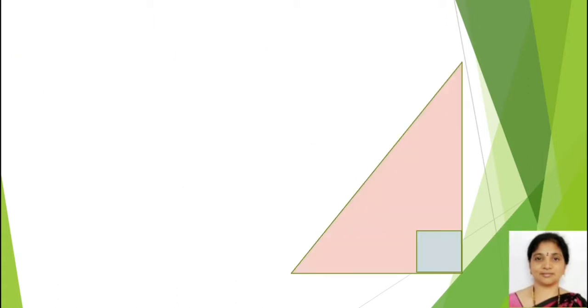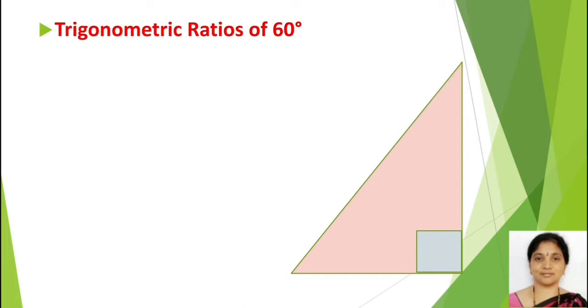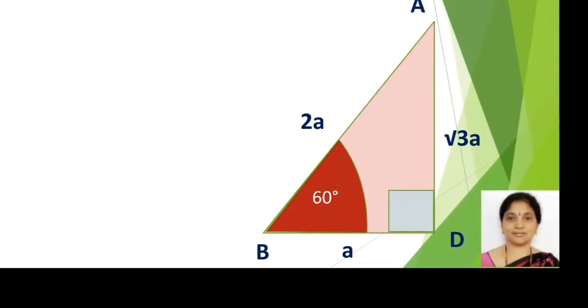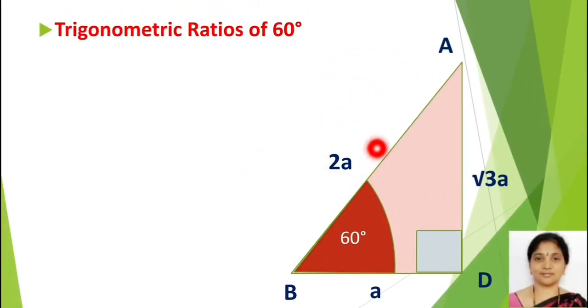Okay, now see, the same triangle I am using to find out the trigonometric ratios of 60 degrees. Name the triangle ADB, and we know that at B we have 60 degrees, and just remember the values: AB is 2A, AD is root 3A and BD is A. At B we have the 60 degrees angle, so root 3A becomes the opposite side, A becomes the adjacent side, and 2A becomes the hypotenuse.